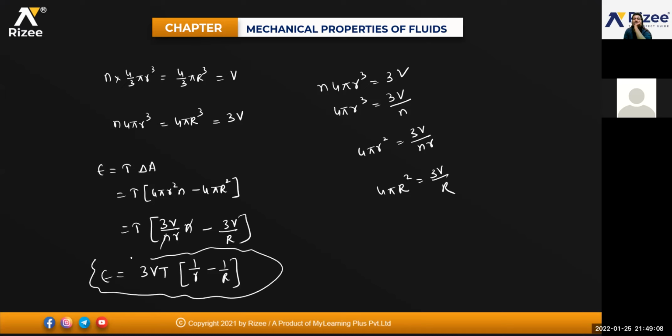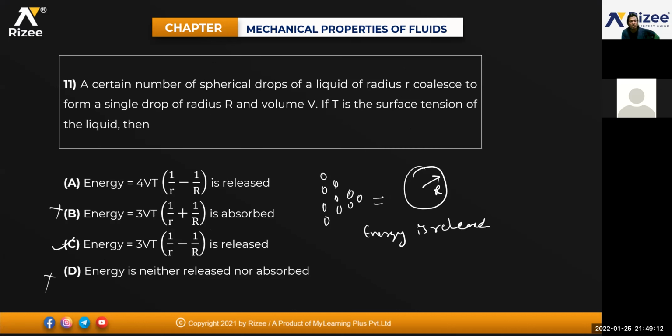So the energy is 3V into T into (1 by small r minus 1 by capital R). Which option? The third option will be the answer. Nandini. Clear, beta?